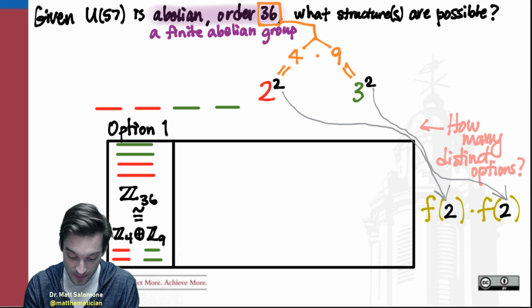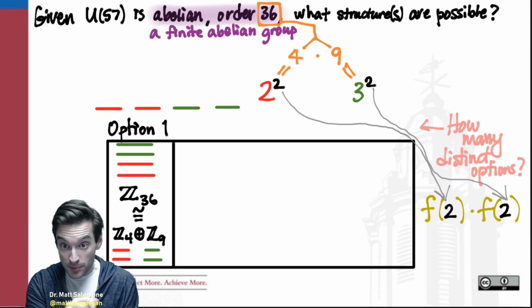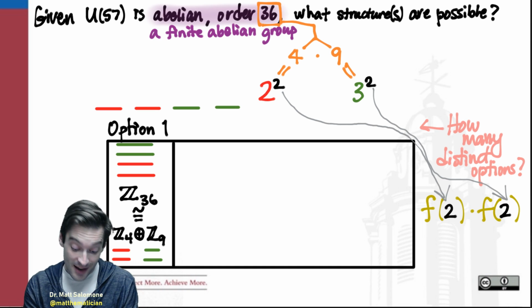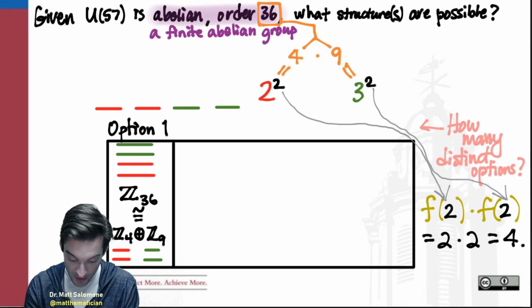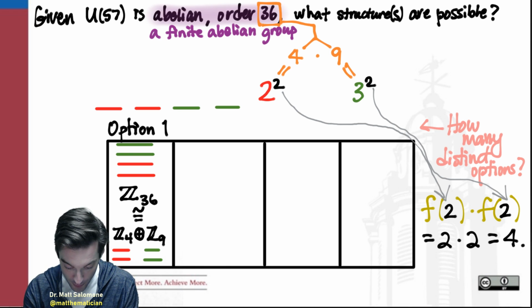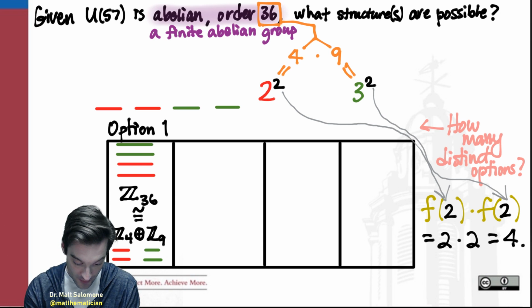And the partition function of 2 is just how many different ways are there to express 2 as a sum of non-negative integers. And there's 2 ways to do it. We can write it as a 2, or we can write it as a 1 plus 1. In other words, we can have the 2 chips of a given color stacked, or we can have them unstacked. And those are the 2 options for each. And so this partition function is just 2 times 2, that's 4. So I know now that there are going to be 4 different options for what the structure of this finite abelian group of order 36 is going to be.